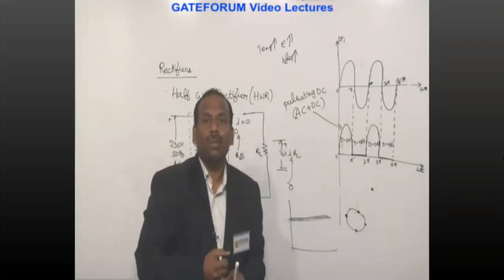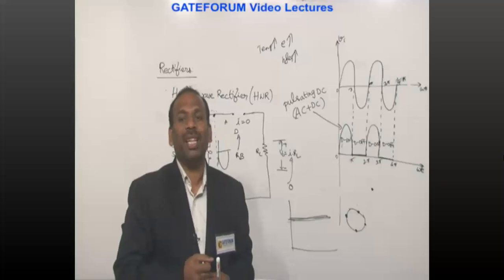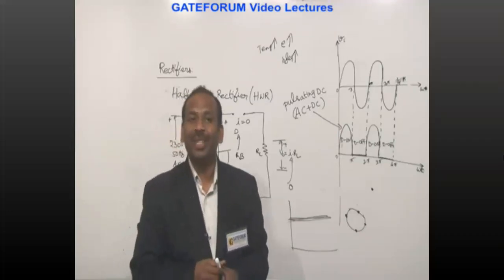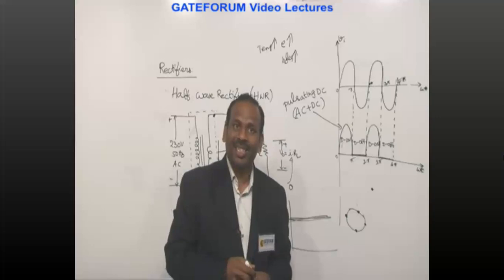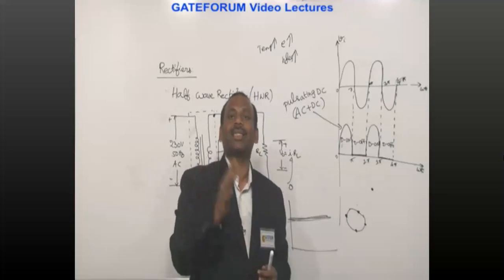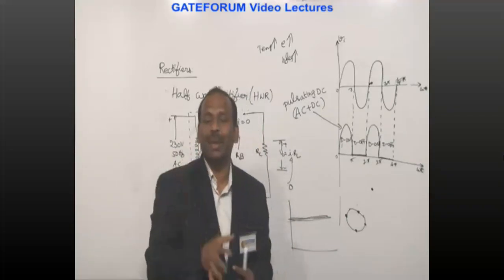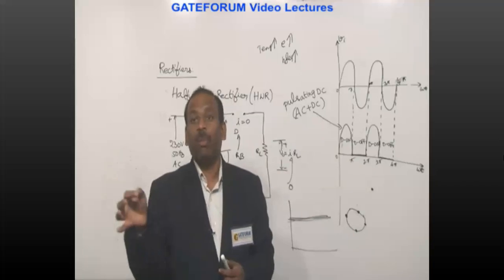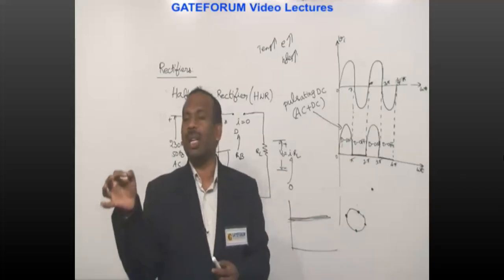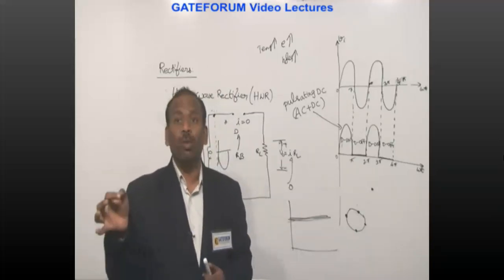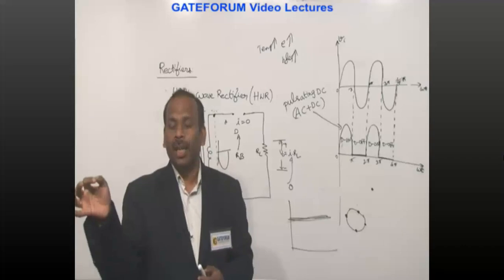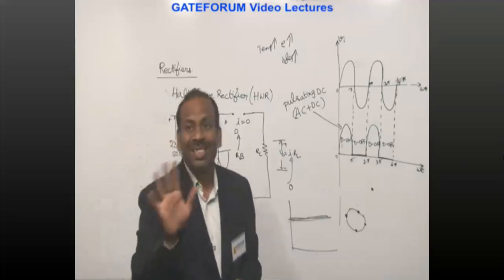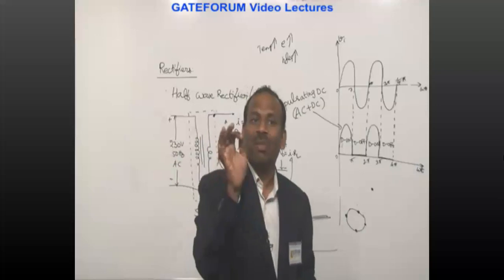Next, Saikat Kole: How does the value of dV by dT come as minus 2.5 millivolts per degree? Any calculation? Sorry, there is no calculation. It changes by that much. Exactly speaking, it is minus 2.1 millivolts per degree centigrade for silicon, minus 2.3 millivolts per degree centigrade for germanium, and the average is taken as minus 2.5. That's all. There is no calculation for that.